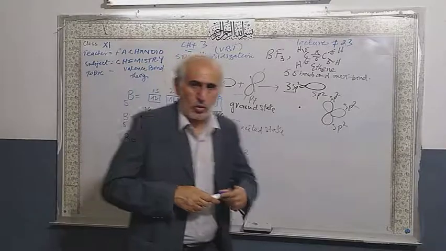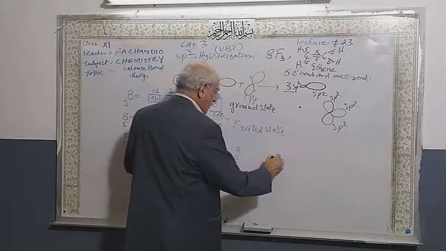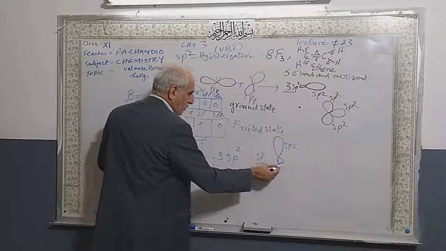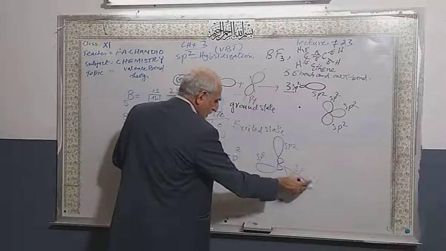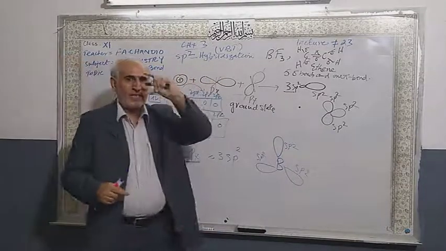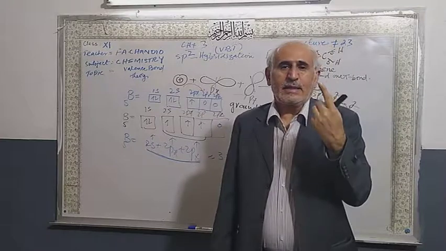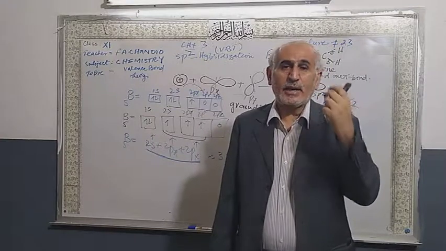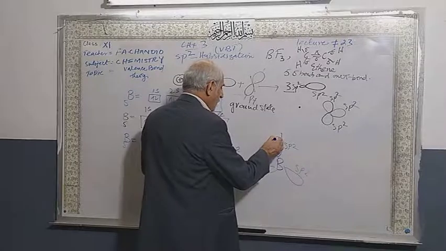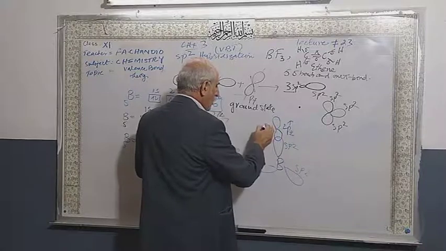So there are 3 sp2 hybridized atomic orbitals. So this is a boron, 1 sp2, second sp2, and third sp2. And fluorine has a 1 in the 2pz. If you write the electronic configuration of fluorine, atomic number 9, there is 1 electron in 2pz. That is unpaired, so you must write this. This is the 2pz of fluorine.